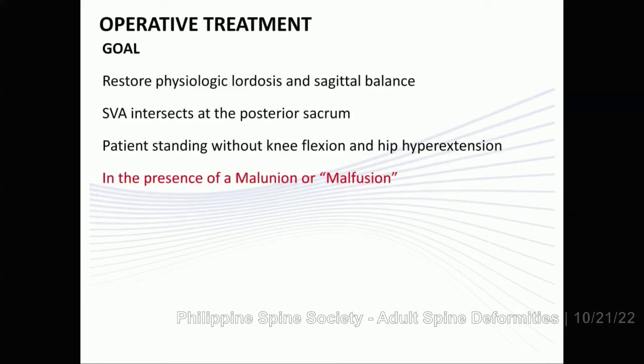The general goal of surgery for iatrogenic deformity is to restore physiologic lordosis and sagittal balance with the SVA intersecting at the posterior sacrum so that when the patient stands, there is no knee flexion or hip hyperextension. At the same time, you have to treat the malunion or malfusion that is present.